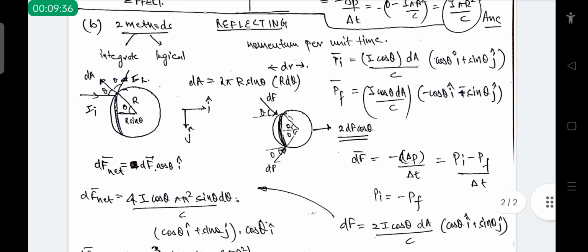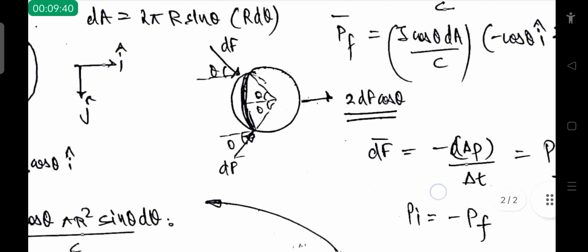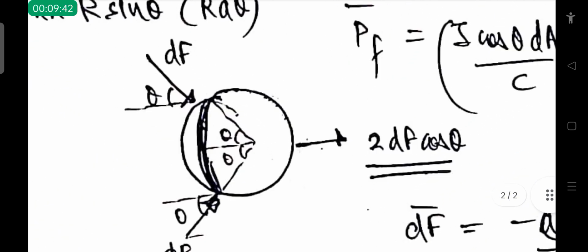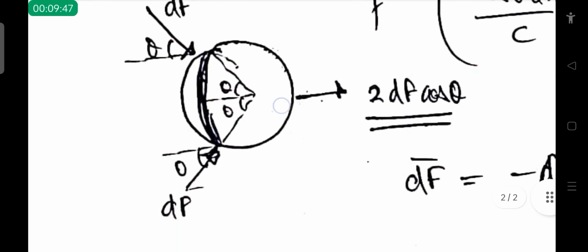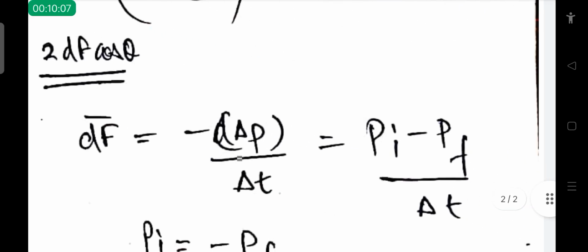Now there is also one thing you need to understand. Focus on the right part here. If we see this figure, we are saying that dF force is acting like this towards the center, and if I take another dA part at the same angle theta, dF force will be acting towards the center, right? Now if we take the components, the net would be towards the right and the vertical components will cancel each other.